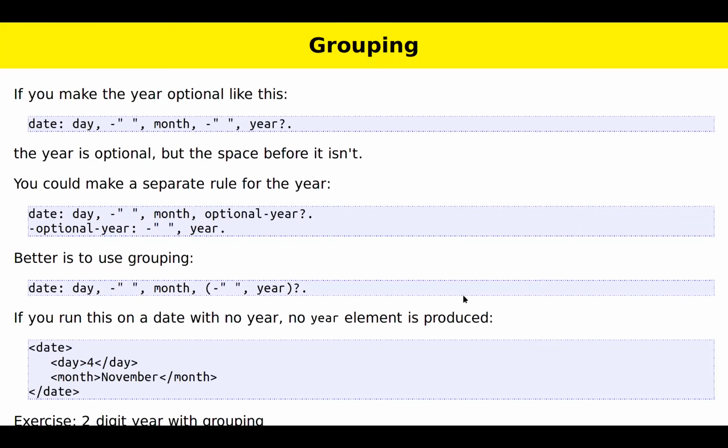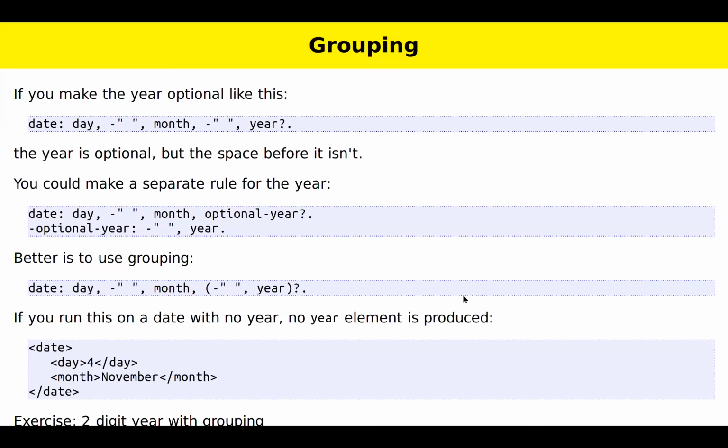Okay, so if you got round to the bit where it said make the year optional, if you did it like this by just putting a question mark after the year, that makes the year optional, but not the space before it. So you could get around that by making a separate rule that says a date is a day and a month and an optional year, where an optional year is a space and a year. But it's easier and better to say a date is a day and a month, and then bracketed a space and a year, and that bit being optional.